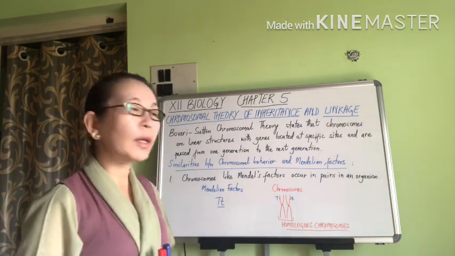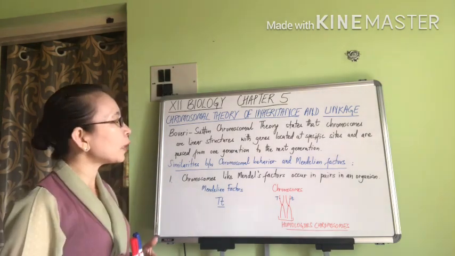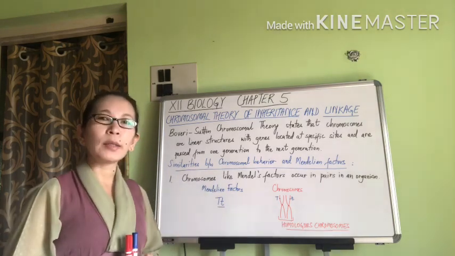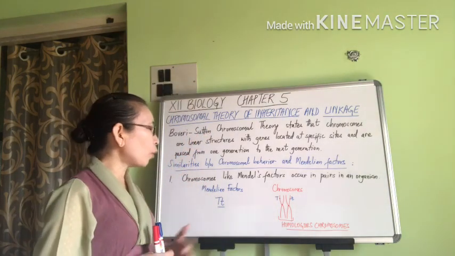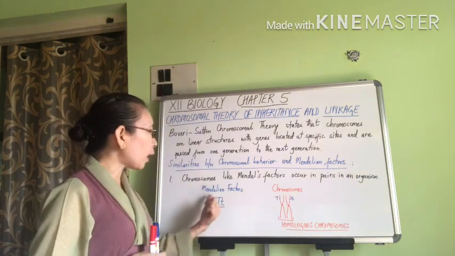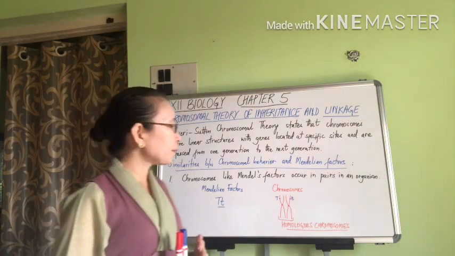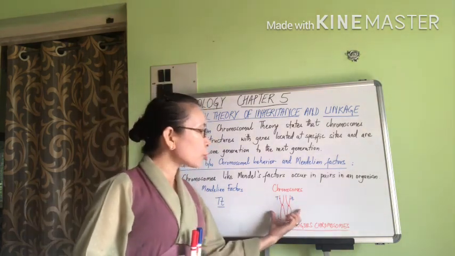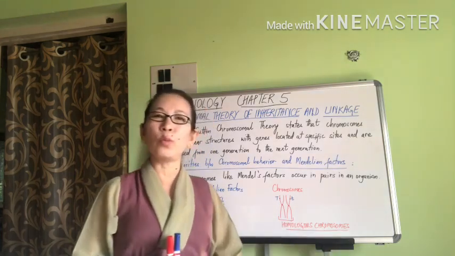In fact, Sutton and Boveri noted striking similarities between chromosomal behavior during meiosis and that of Mendelian factors during inheritance. One such similarity is that chromosomes, like Mendelian factors, also occur in pairs in an organism. If we take the example of stem height in pea plants, it is controlled by a pair of factors. Here we have a heterozygous pair of factors, capital T and small t, for stem height. Likewise, Sutton and Boveri proposed that chromosomes also exist in pairs. A pair of such chromosomes having the same size and the centromere at the same position are known as homologous chromosomes.